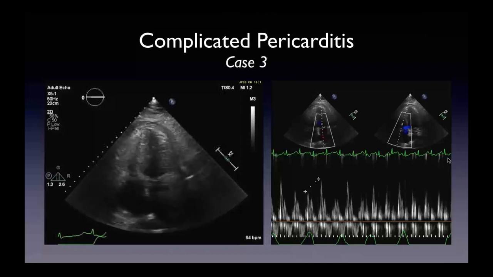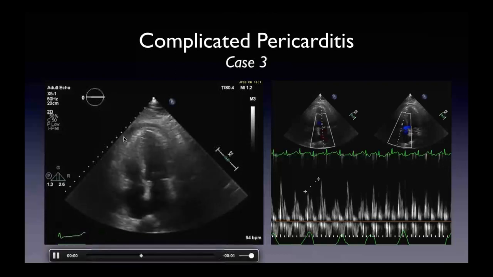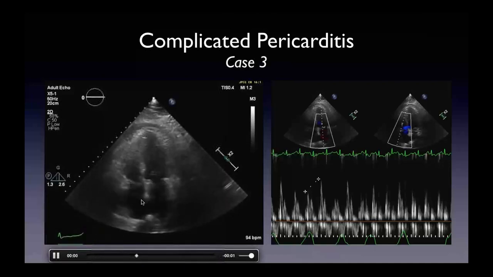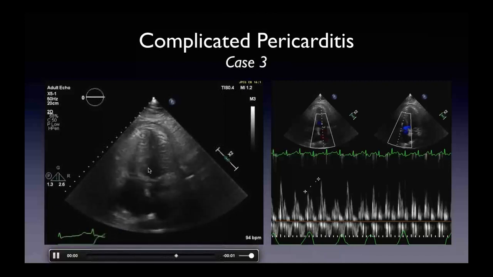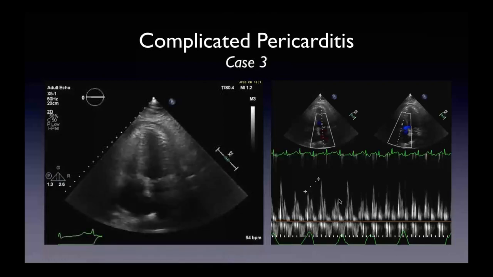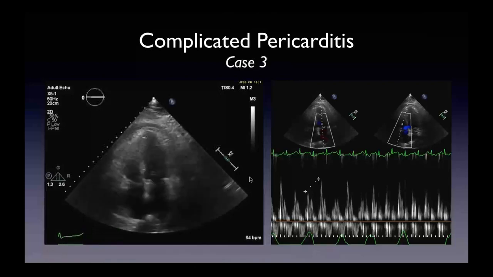And you can see that increased echogenicity within the pericardial space. And you know, this is still a bit of a short loop, but you wonder a bit about some abnormal septal motion. You need longer loops just to see if there's any ventricular interdependence. But you can see there's a significant respirophasic variation in that mitral inflow.